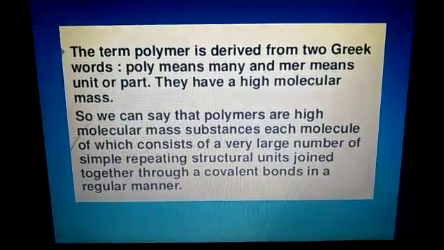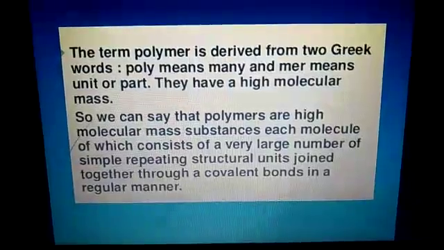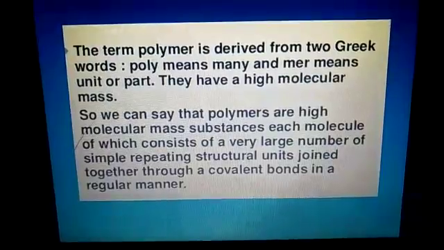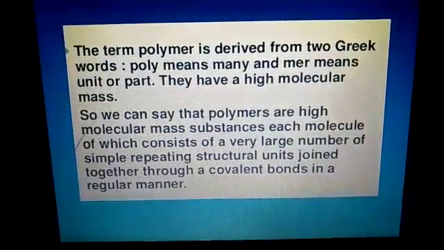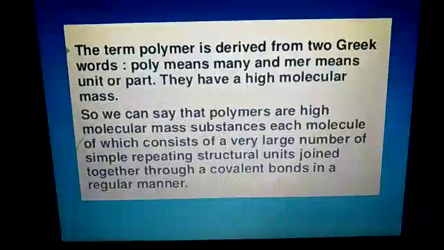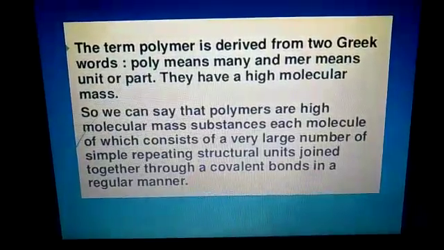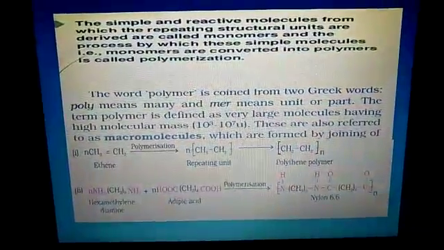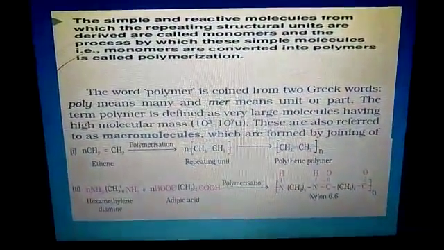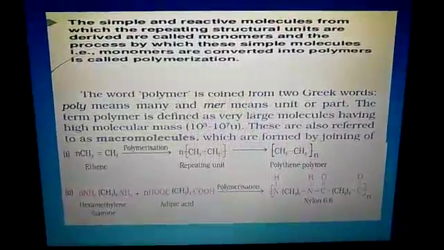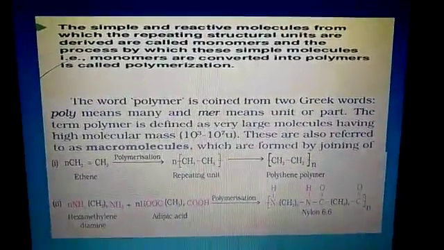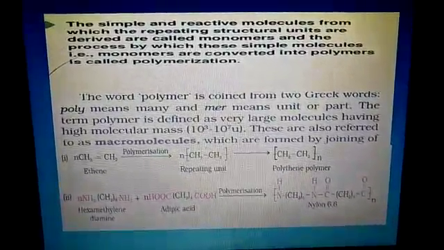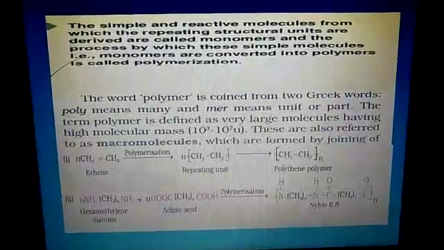Now, a polymer or macromolecule has a high molecular mass, and each molecule consists of a very large number of simple repeating structural units which are joined together through covalent bonds in a regular fashion. The simple and reactive molecules which form the repeating structural units are called monomers, and the process by which the monomers are transformed into polymer is known as polymerization.